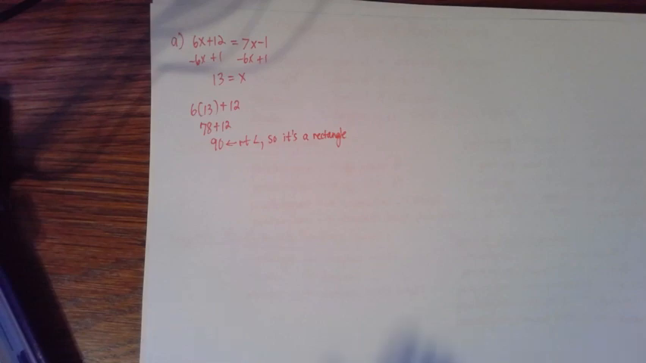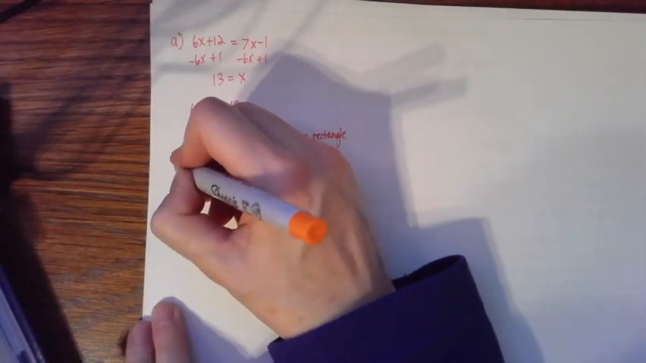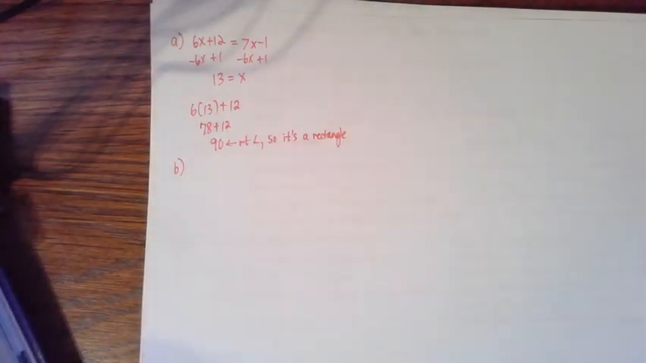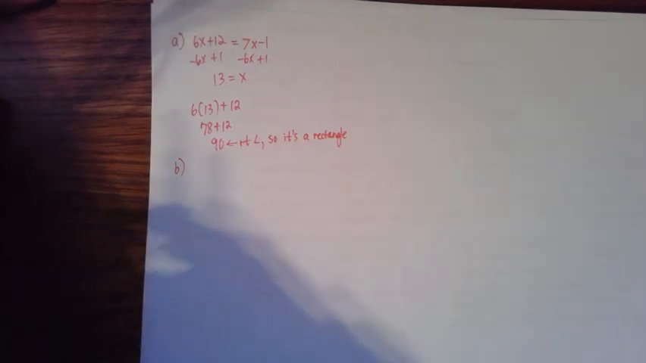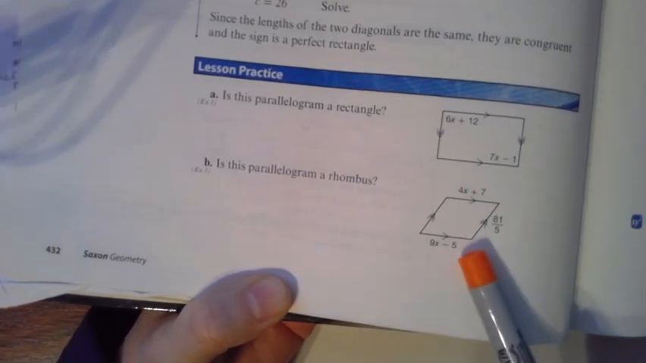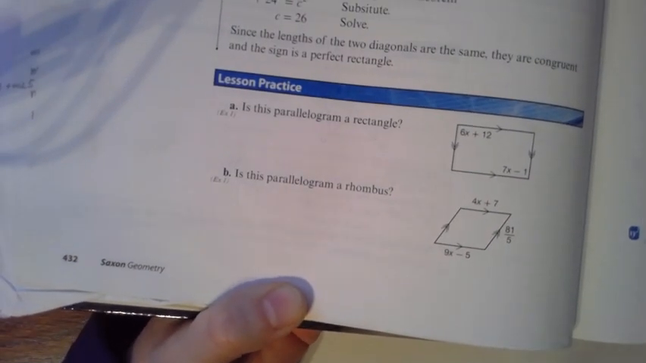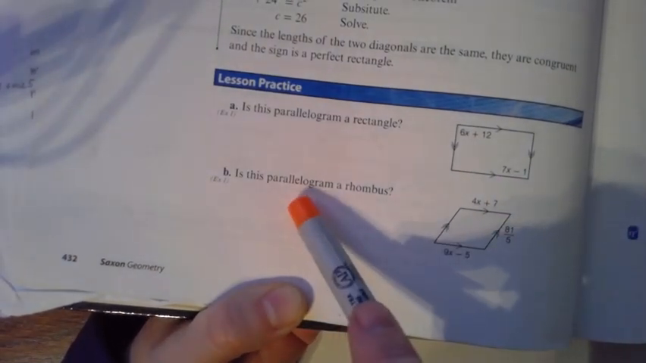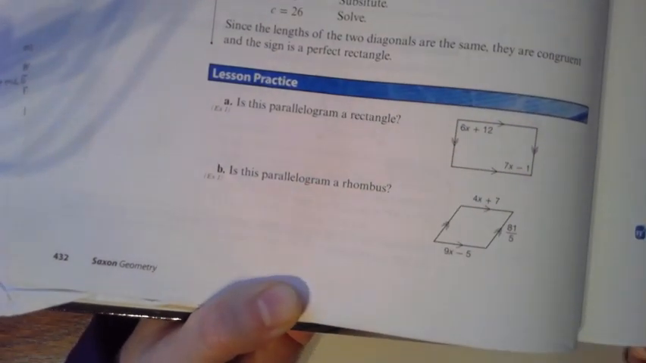Let's look at B. In B, we've got this diagram, and they're asking us, is this a rhombus? We know it's a parallelogram. Is it a rhombus? Let's go check our properties here.